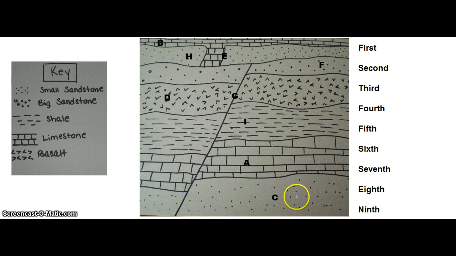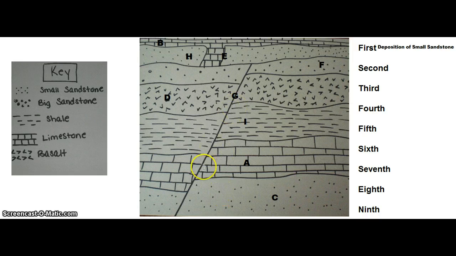We're going to look at this first layer. Our first layer is C. We know that C came before our fault line because the fault cuts through already existing rock. So we know C has to come first, so we're going to go ahead and next to first we're going to write formation or deposition of small sandstone. So that was the first thing that occurred.